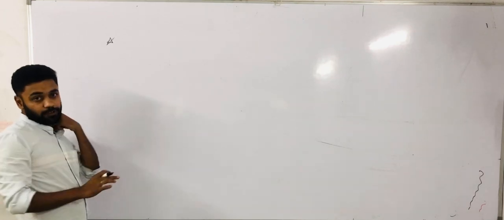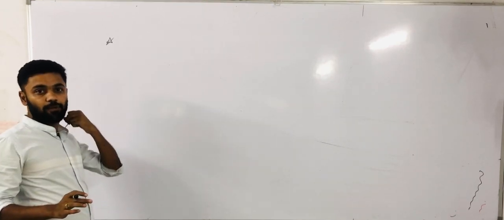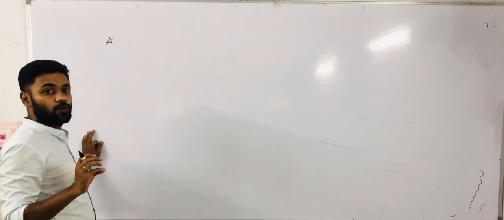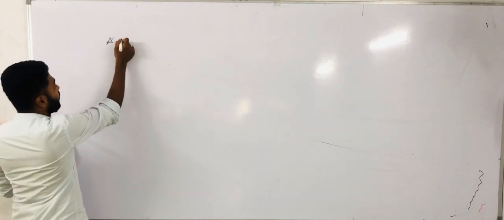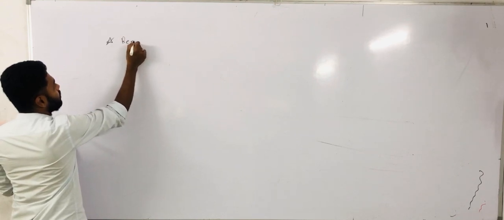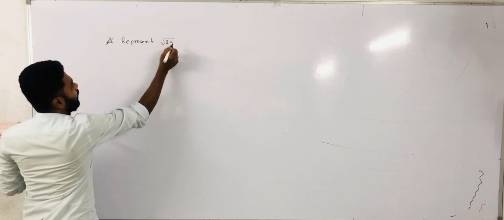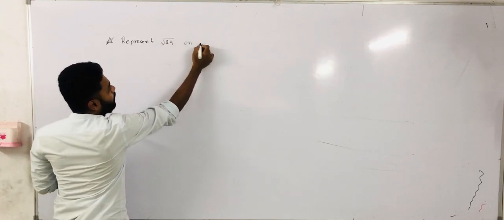In the last video, we have seen the representation of irrational numbers on the number line. In that, we have seen root 2 and root 5. Now next, we represent under root 29 on the number line.